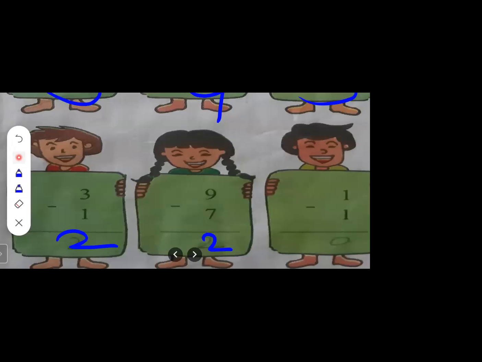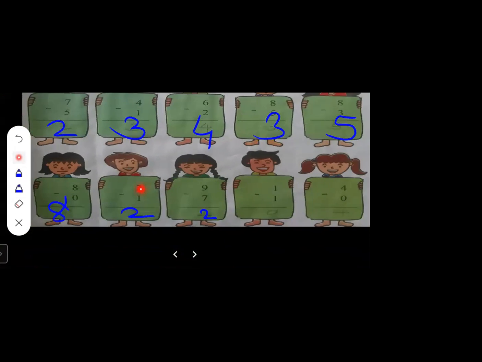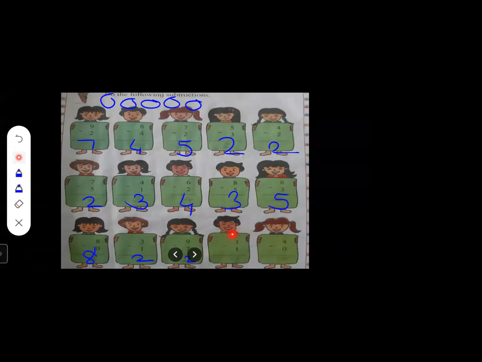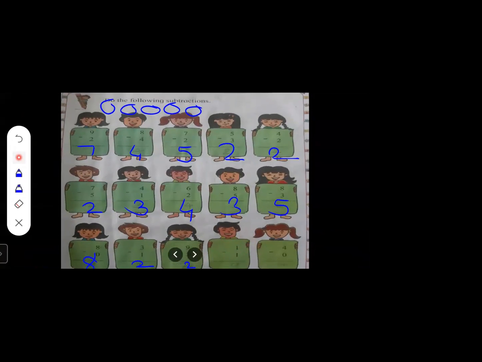Okay. Now the next one. 1 minus 1, right? So take 1 finger on your hand. Very good. Now close that 1 finger. How many fingers are remaining with you? Nothing, right? Nothing means what, students? 0. So 1 minus 1 is equal to 0.